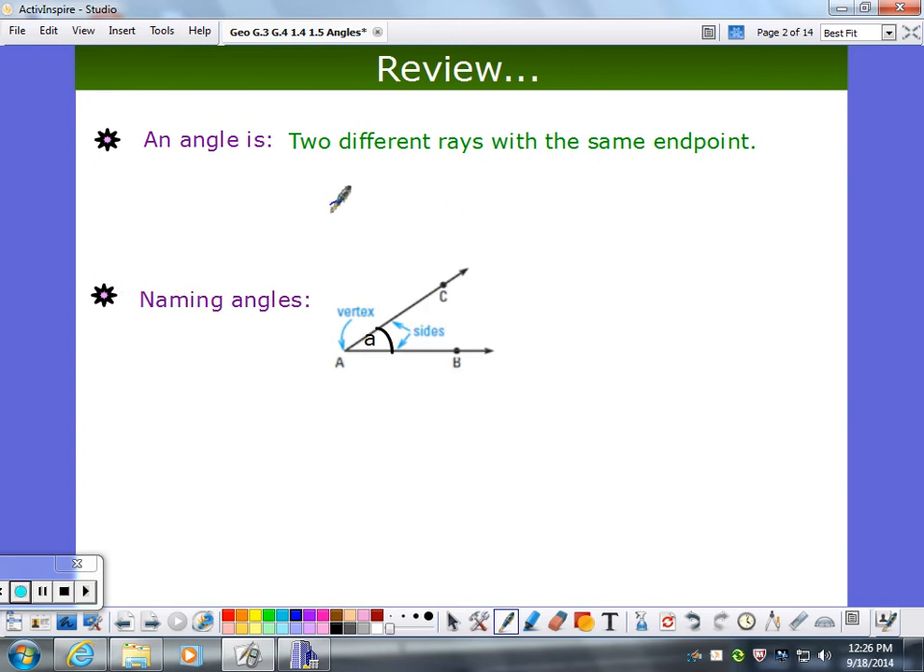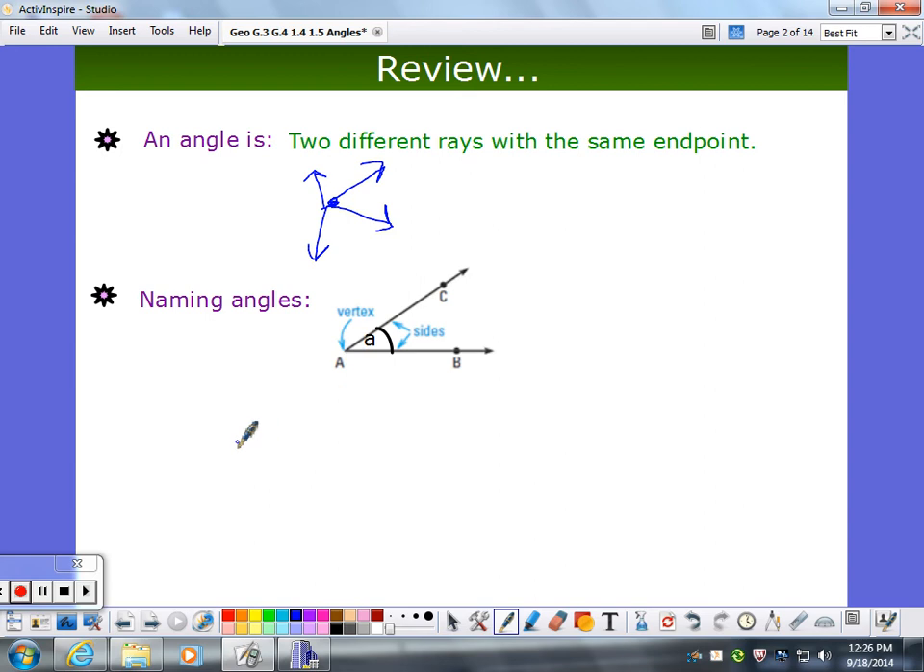Now, let me just draw a little picture here. So you've got two different rays. Now, here's a whole bunch of them, and so you can have multiple angles involved here. But let's see, how do we name them? The point where they meet, that endpoint, is called a vertex. Okay? So let's see. You already know.